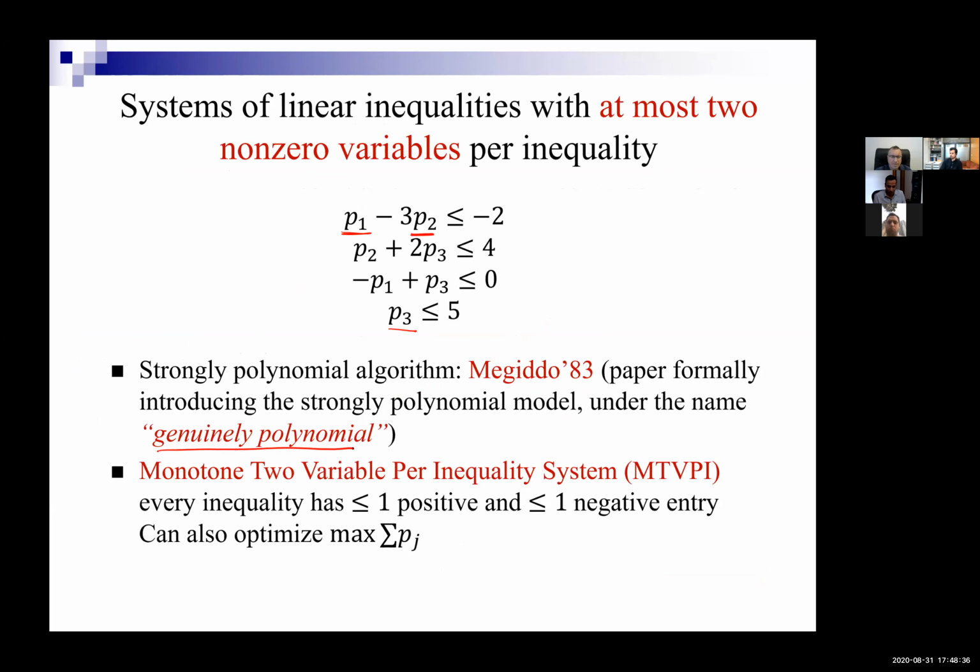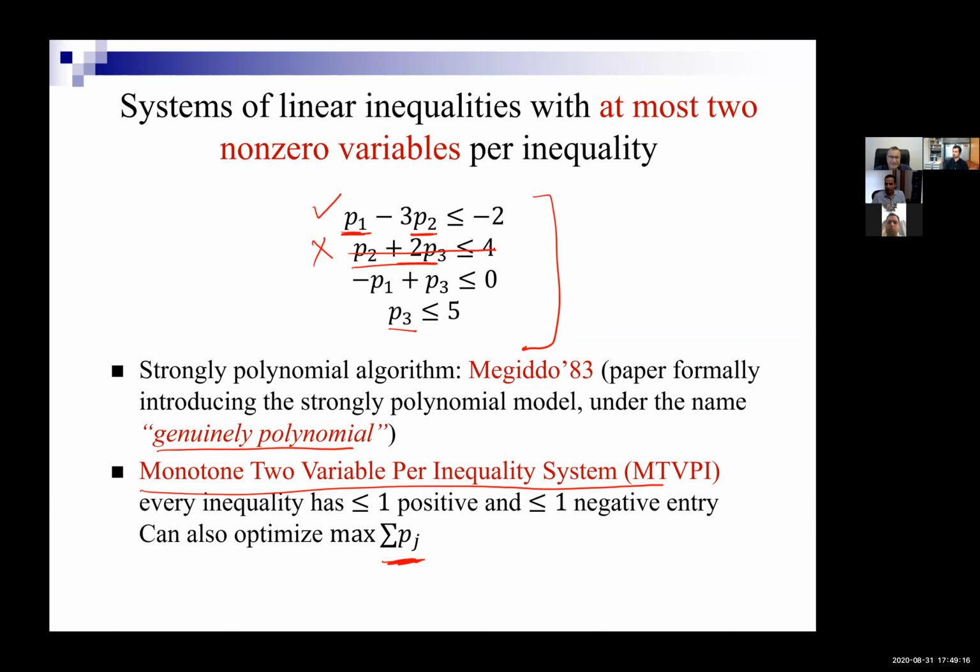Moreover, if you have a monotone two-variable-per-inequality system, that means every inequality has at most one positive entry and at most one negative entry, then we can also maximize the summation of variables in strongly polynomial time. Is this a monotone TVPI system? This is not a monotone TVPI system, because this constraint is fine, with at most one positive entry and at most one negative entry, but this one has two positive entries. So this is not a monotone TVPI system. If you remove this, then it is a monotone TVPI system. On a monotone TVPI system, we can also maximize the summation of variables.